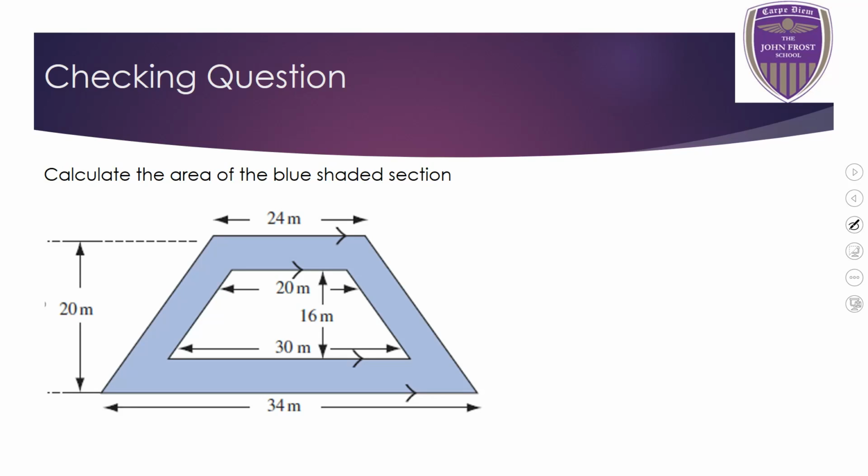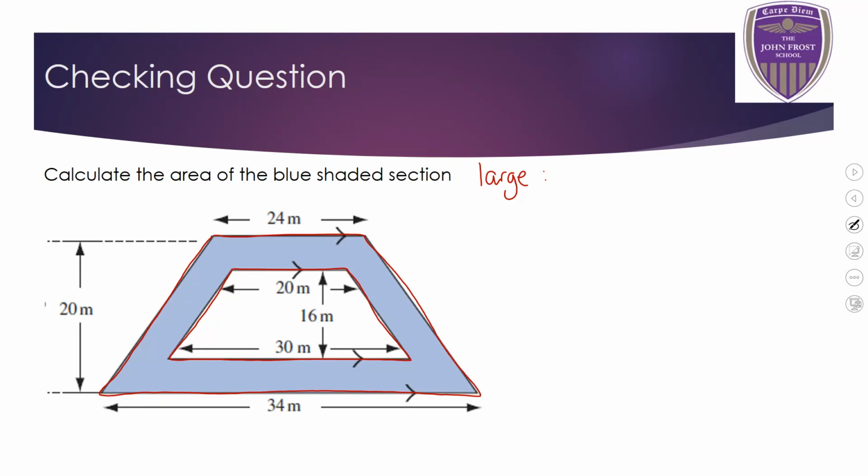Welcome back then. So for the area of the blue shaded section, the best way to do this is to work out the area of the two separate trapeziums. You've got a small white trapezium there, and this larger trapezium here. The best thing to do is work out the area of the large one, then work out the area of the small one, and then take them away from each other, because if you take the small one away, you're left with the blue shaded section around the outside.